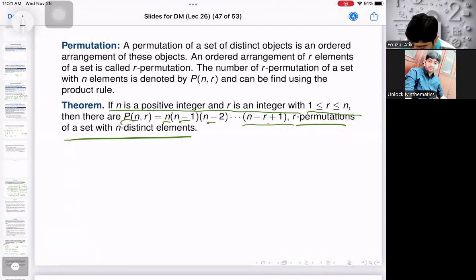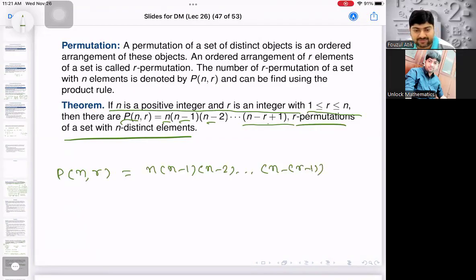Now, this formula P(n, r), I can write it in this way: n into n minus 1 was already there, n minus 2, dot, dot, dot, n minus (r minus 1). But this n minus (r minus 1), how are we writing it? We are removing this bracket. Then what will happen?